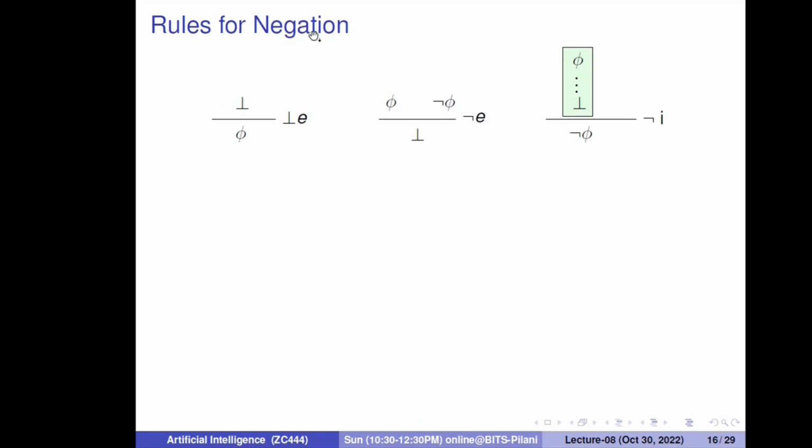This is a very interesting thing that actually talks about the rules of negation. If there is a tautology, then its negation is a contradiction. I'm sorry. If there is a contradiction, you can assume anything.